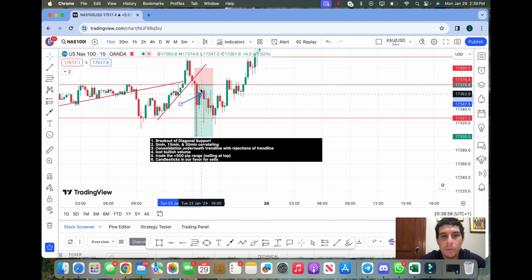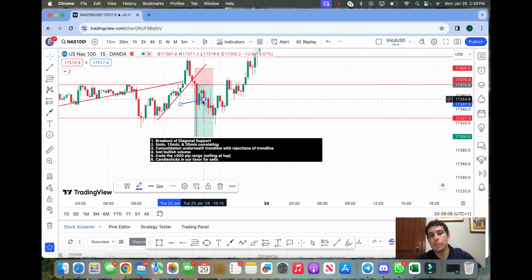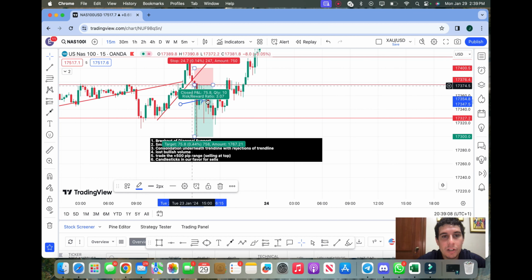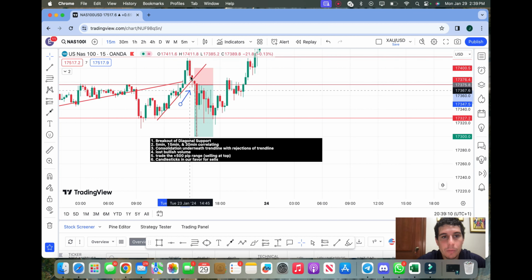Price then comes back, hits that entry level point, and then just consolidates in the green, coming back with a reversal. So we lost that bullish volume as well. We had nice candlestick patterns indicating sells. We also had a 500 pip range where we sold at the top, right? I know it's minor levels, but if you're going to trade the range, you want to sell the top and buy at the bottom. And then the candlesticks were in our favor as well.